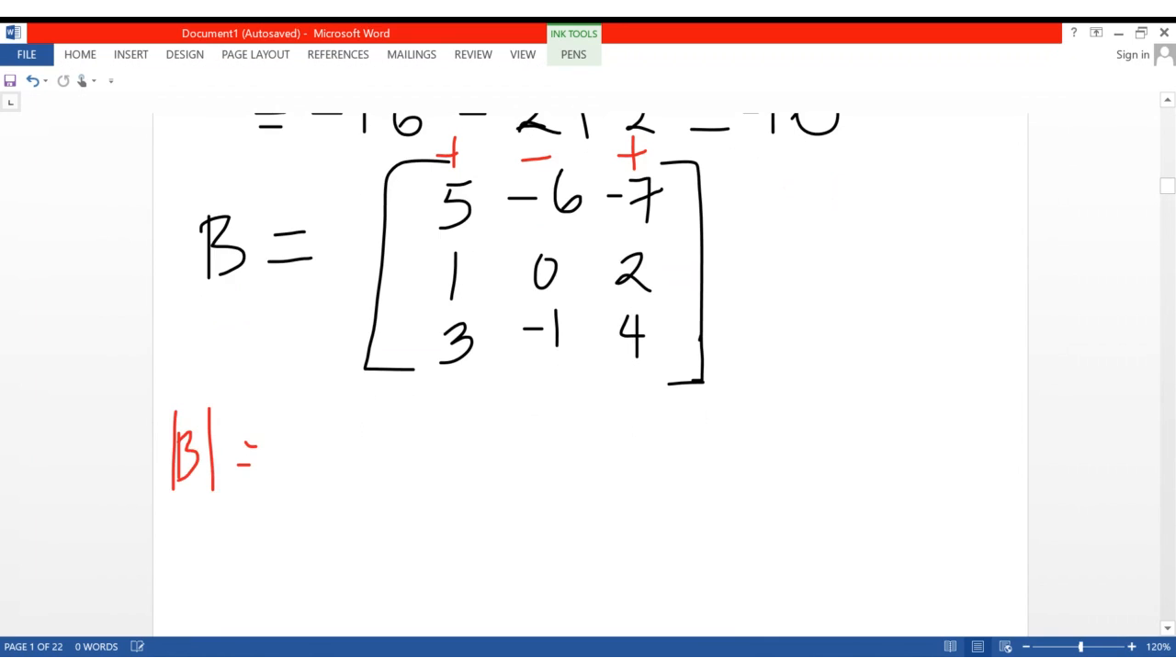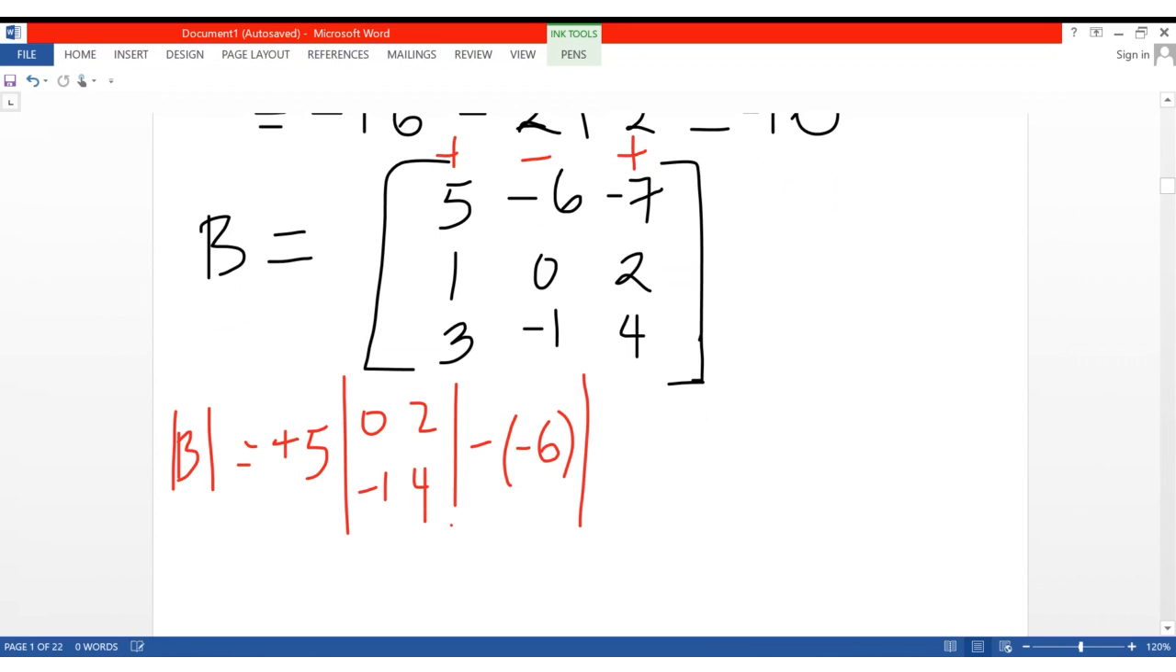So I'll take the positive 5, the sign, and then I'm reducing to a 2 by 2. I block the row and the column. I'll end up with 0, 2, negative 1, 4. And then the other sign is negative. I still have a negative 6 there. It's always good to put brackets so you don't get confused. I block the row and the column. I'll end up with 1, 2, 3, 4. The other one is positive, but I have negative 7. When you have two signs, always put brackets. So when you block, I'll end up with 1, 0, and then 3, negative 1.